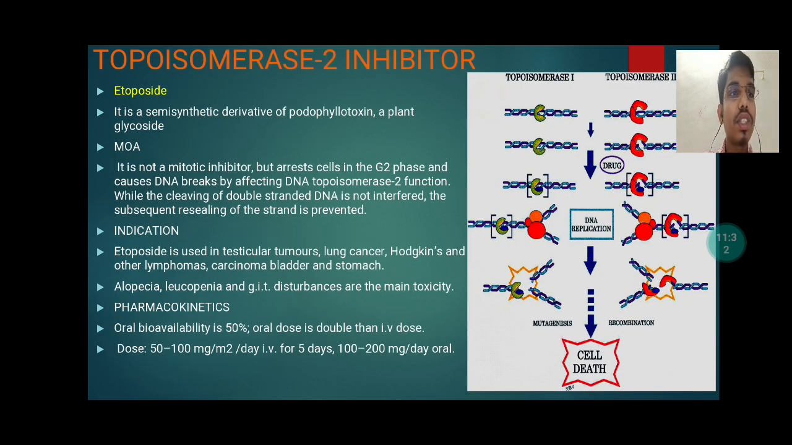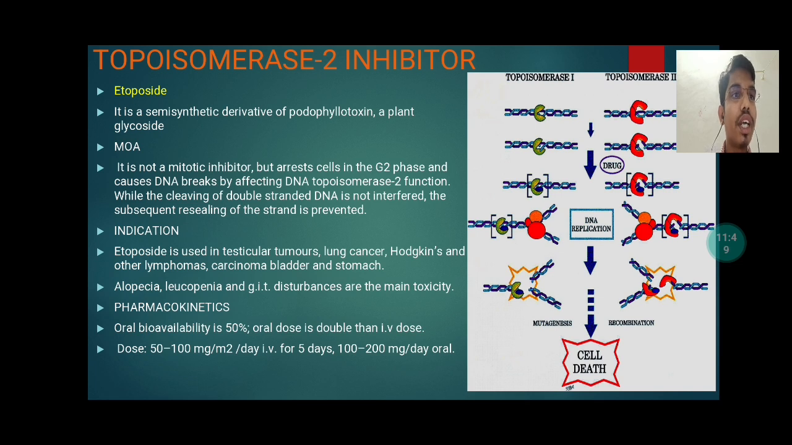Another category of drug is the topoisomerase 2 inhibitor. So in the S phase of the cell cycle, replication of DNA occurs. In the replication of DNA, the three main enzymes are DNA polymerase, helicase, and topoisomerase 2. What does helicase do?